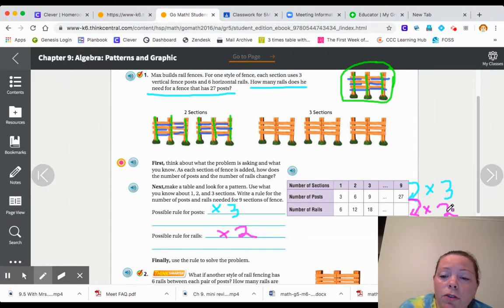So now I can use that information to answer my question. My question again said, how many rails does he need for a fence that has 27 posts? 27 times 2 is 54. So he needs 54 rails for a fence that has 27 posts.